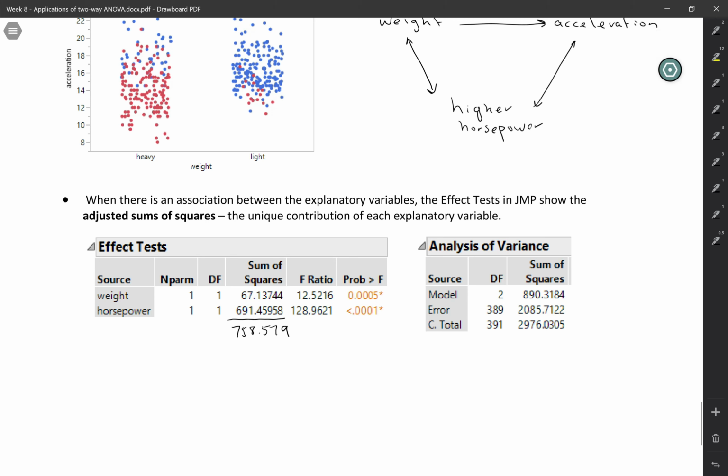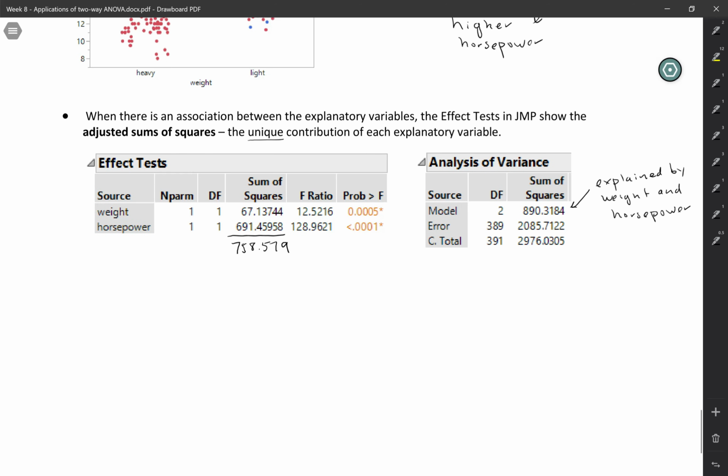But you notice that that doesn't add up to the sum of squares for the model, which is confusing because this is what is explained by weight and horsepower. But when you add it up for weight and horsepower, it doesn't add up to the sum of squares for the model. So what's going on there? It helps to know that this is just looking at the unique contribution of each explanatory variable. So I think it kind of helps to draw a picture. We can think about the variability being explained by weight as this square.